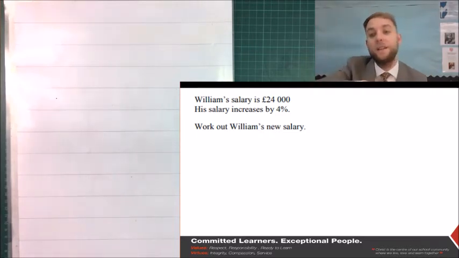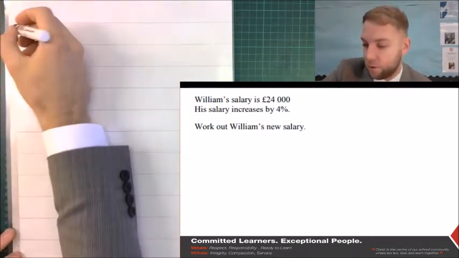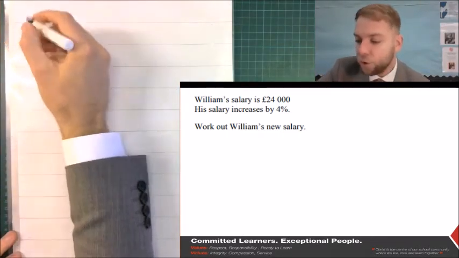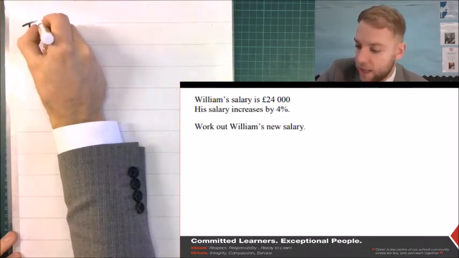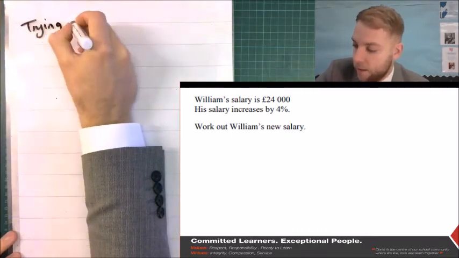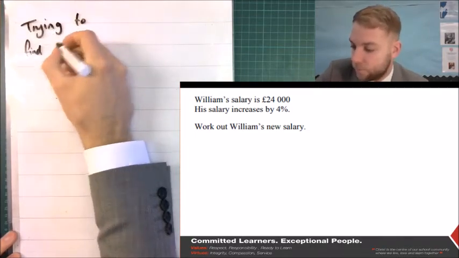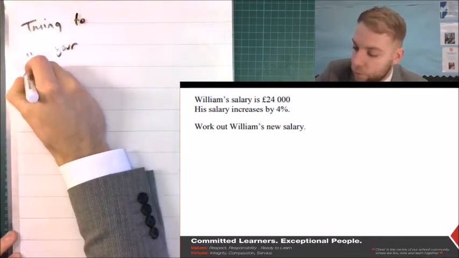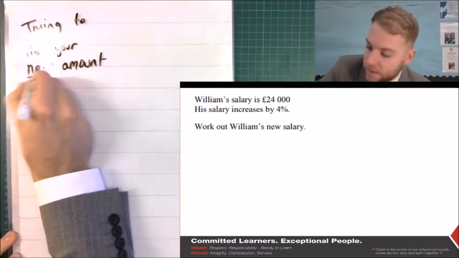We're trying to work out his new amount. If you're trying to work out, and get this down in your notes, get this down on the paper. If you're trying to find your new amount, so this is the important part.